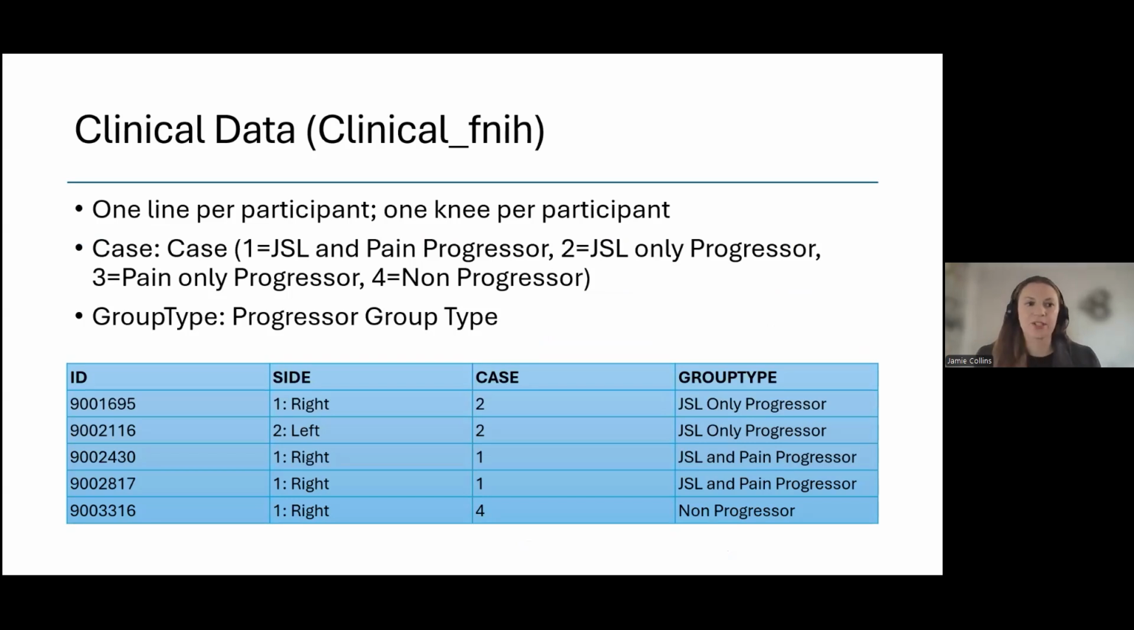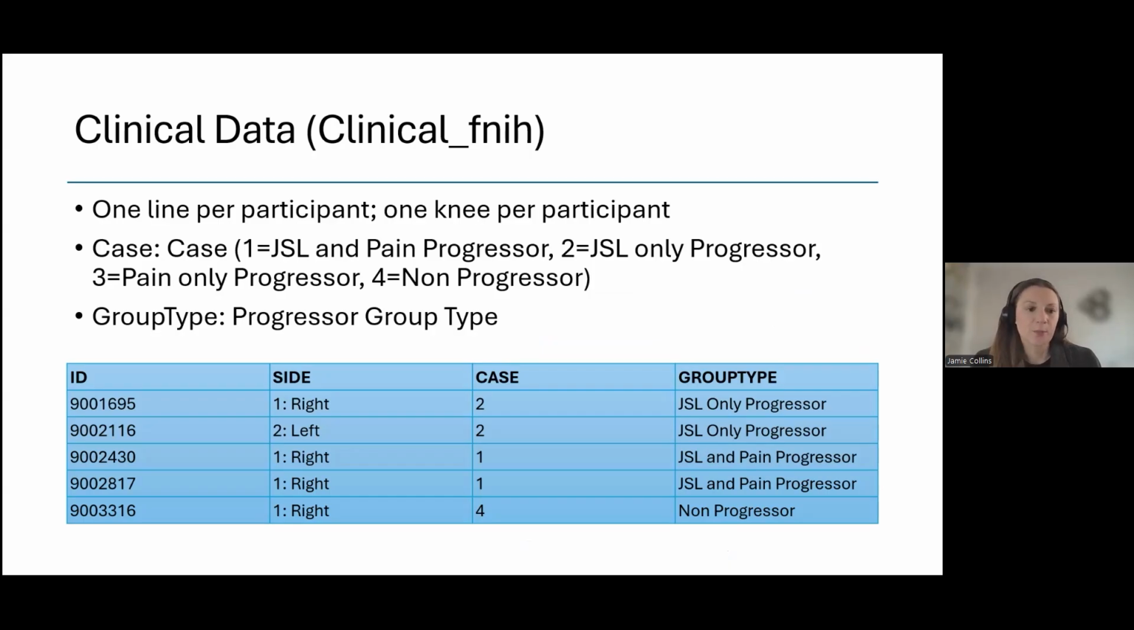So I think it's important just to quickly go through the clinical data. This would be that clinical_FNIH SAS data set. These data are one line per participant and one knee per participant. So again, going back to that flow chart, one knee per participant was selected for inclusion into the study. So this clinical data set will have 600 observations in it.